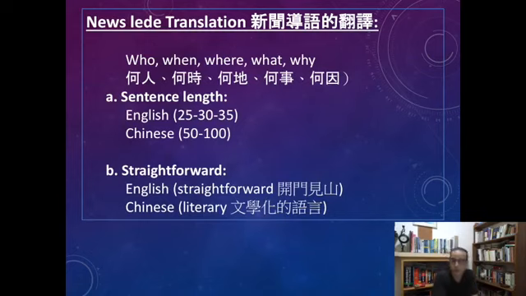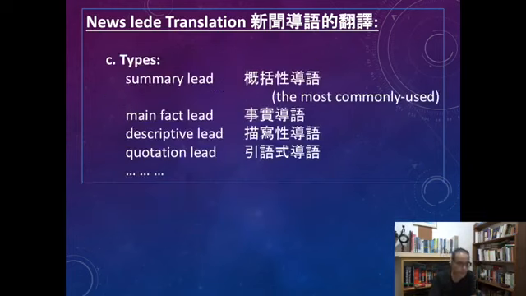So the lead should be at least 25 words, up to 40 words. However, the Chinese lead is much longer than that, and it may come in 2 sentences. The Chinese lead could be up to 50 words or even 100 words. And it should be very straightforward, very clear, very simple. This is in English, but in Chinese they usually use literary language, but in English it's just very straightforward.